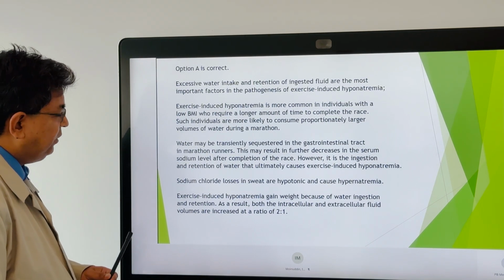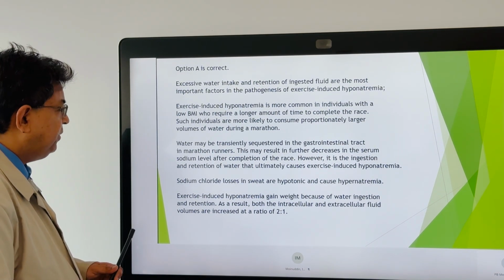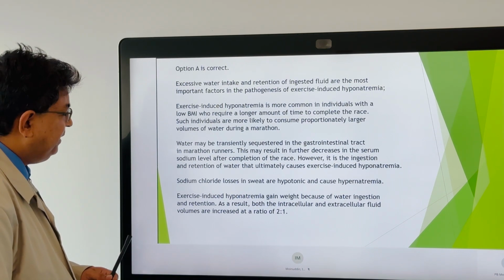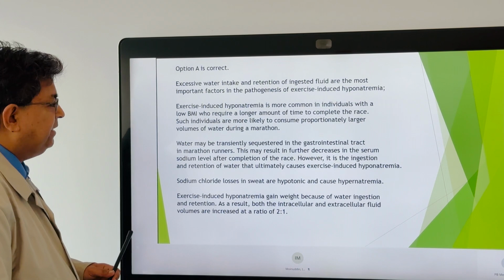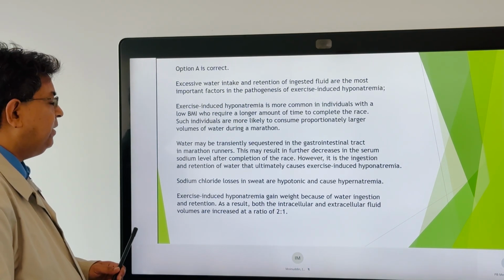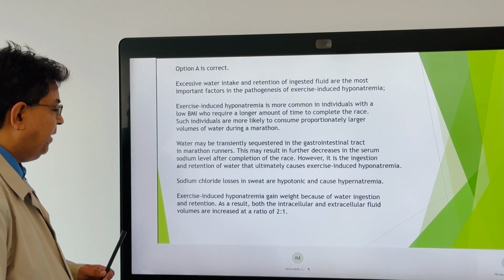Water may be transiently sequestered in the gastrointestinal tract in marathon runners. This may result in further decreases in the serum sodium level after completion of the race. However, it is the ingestion and retention of water that ultimately causes exercise-induced hyponatremia.